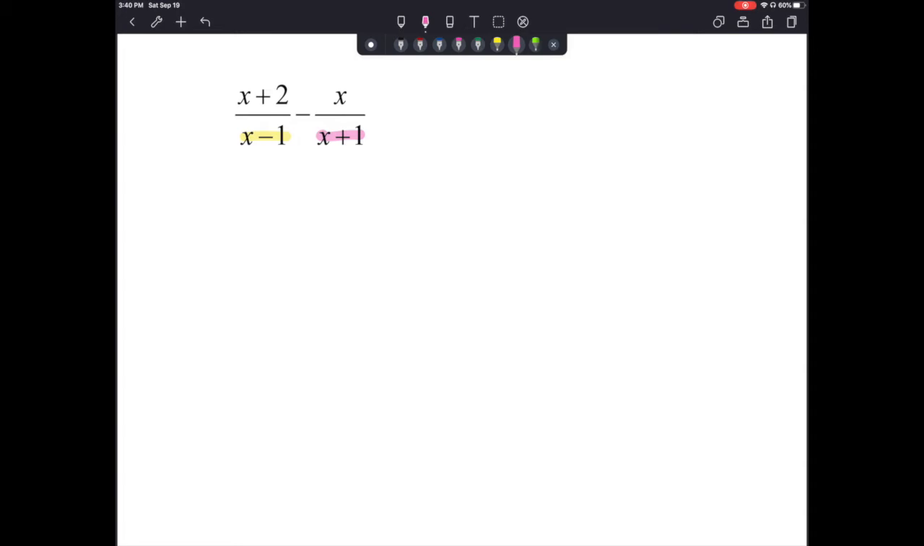Well, if each of these is just a different factor, then we can get a common factor by multiplying the x minus 1 by an x plus 1. But if we do it to the bottom, we've got to do it to the top. Now my fraction on the left will have x plus 1 and x minus 1. And I need my fraction on the right to have the same denominators, so I need to multiply it by whatever the other side has that it does not. It should be an x minus 1. If I do it on the bottom, I'm also going to do it on the top.